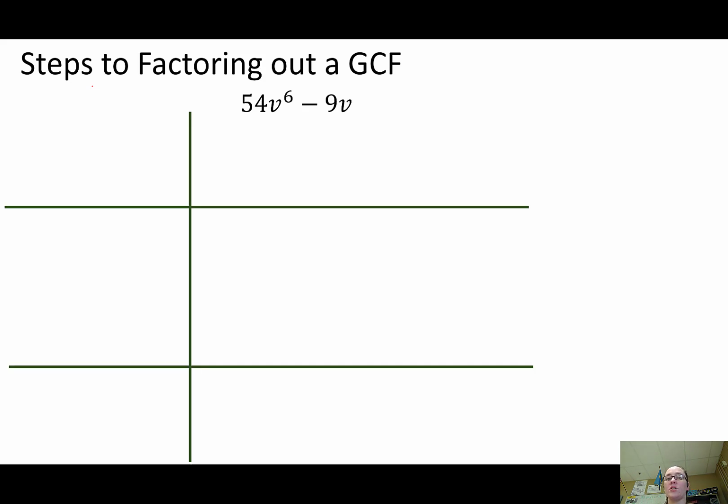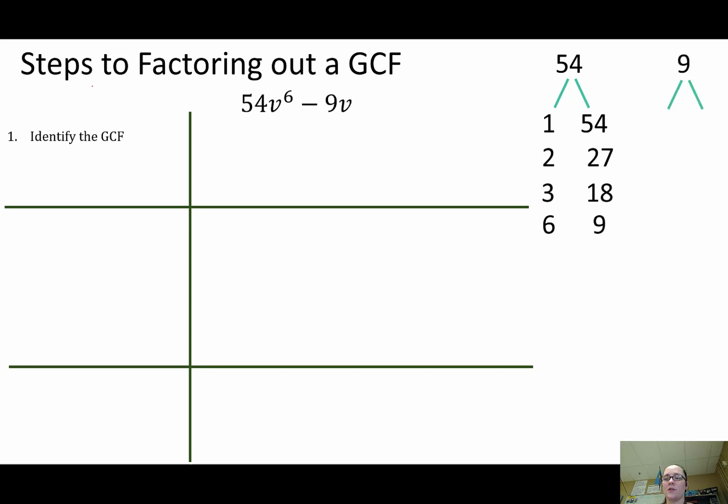So, factoring out a GCF, the first thing I want to do is identify the GCF. So of 54, I've got those 4 factors. And then factors of 9 are 1 and 9, and 3 and 3. So what is the largest? Well, in this case, 9 is my largest of the numbers. So 9, and then the variable with the smallest exponent, so v. So 9v is my GCF.